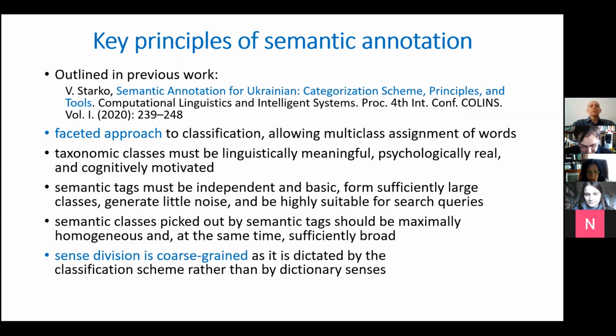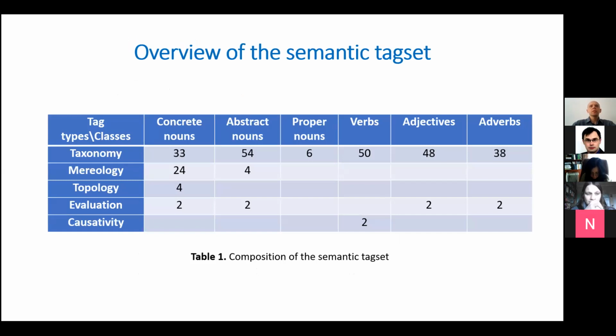The main principle that is adopted in USL is that it's a faceted approach as opposed to hierarchical approach. And I described this in detail last year at Collins, so you can find that in the publication. One thing that I'd like to mention now is that the sense division in the USL is coarse-grained as compared to traditional monolingual dictionaries. Here is an overview of the semantic tag set.